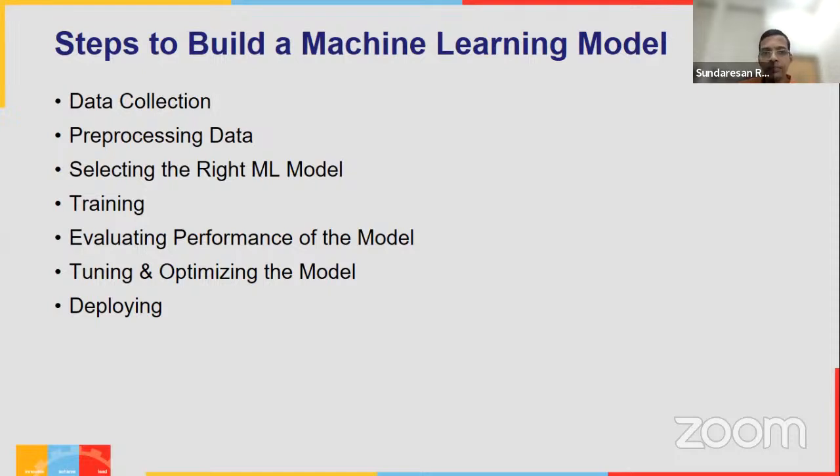And then there's also something called tuning and optimizing the model. That means there are certain parameters called hyperparameters, which are set aside as constant even before the training begins. For example, the learning rate or the regularization that is used. So those could be fine-tuned, and certain optimizers could be used for optimizing the model.